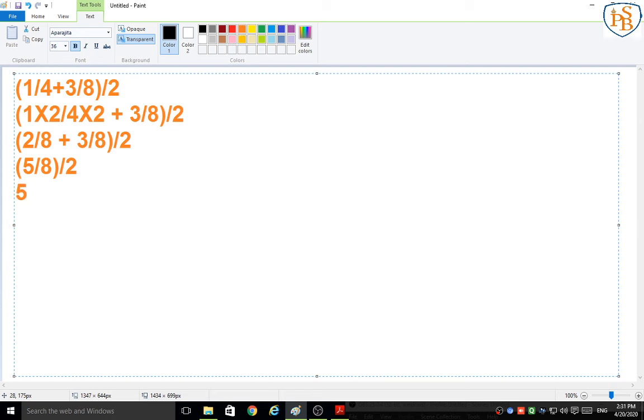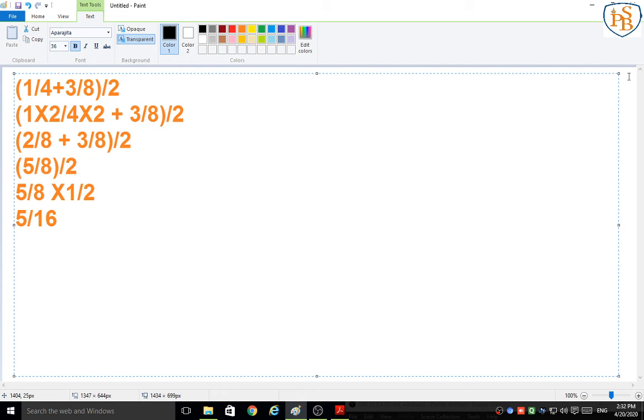Now 5 upon 8 will remain the same. I have to change the operation. The opposite operation of division is multiplication, so instead of dividing by 2, I write multiply by 1 by 2. While doing multiplication, it is not necessary to equalize the denominators. So 5 ones are 5, and 8 twos are 16. My answer is 5 upon 16. So the middle number of 1 upon 4 and 3 upon 8 is 5 upon 16.